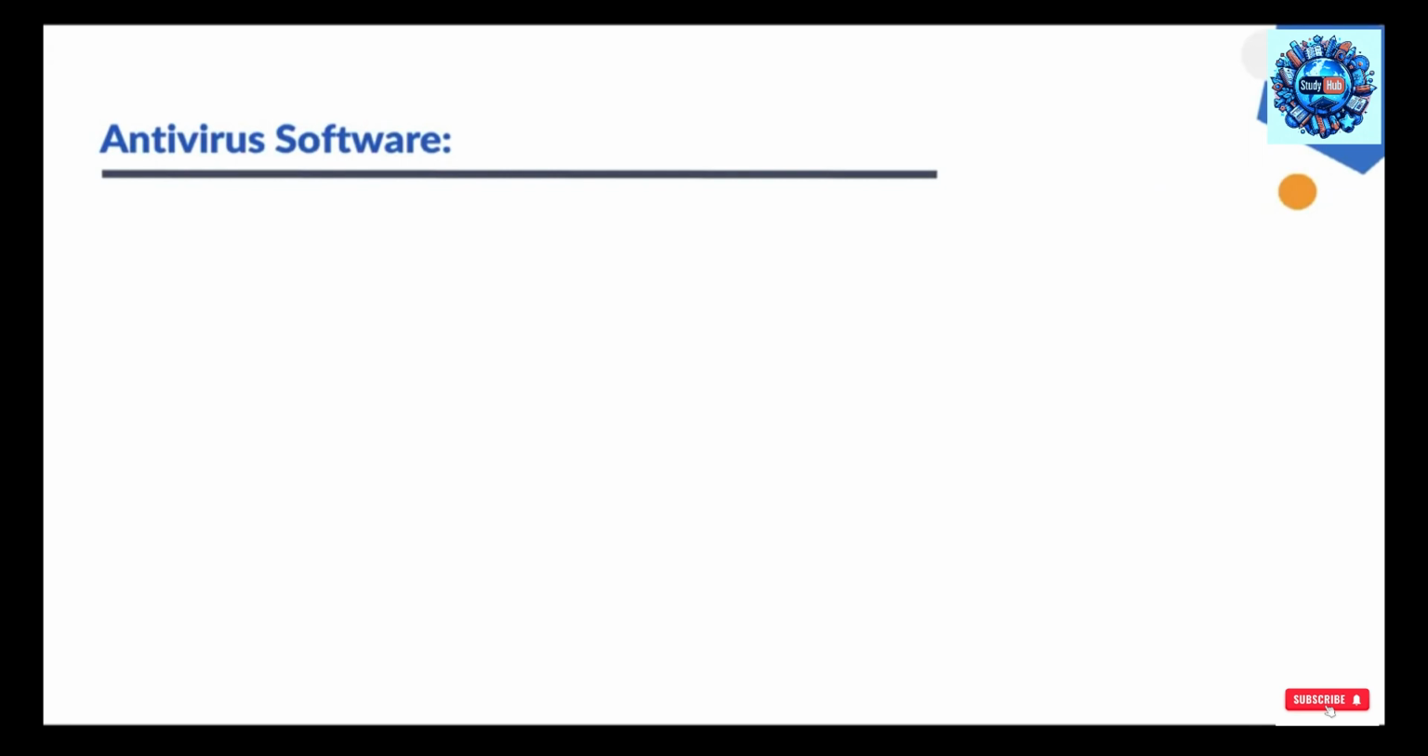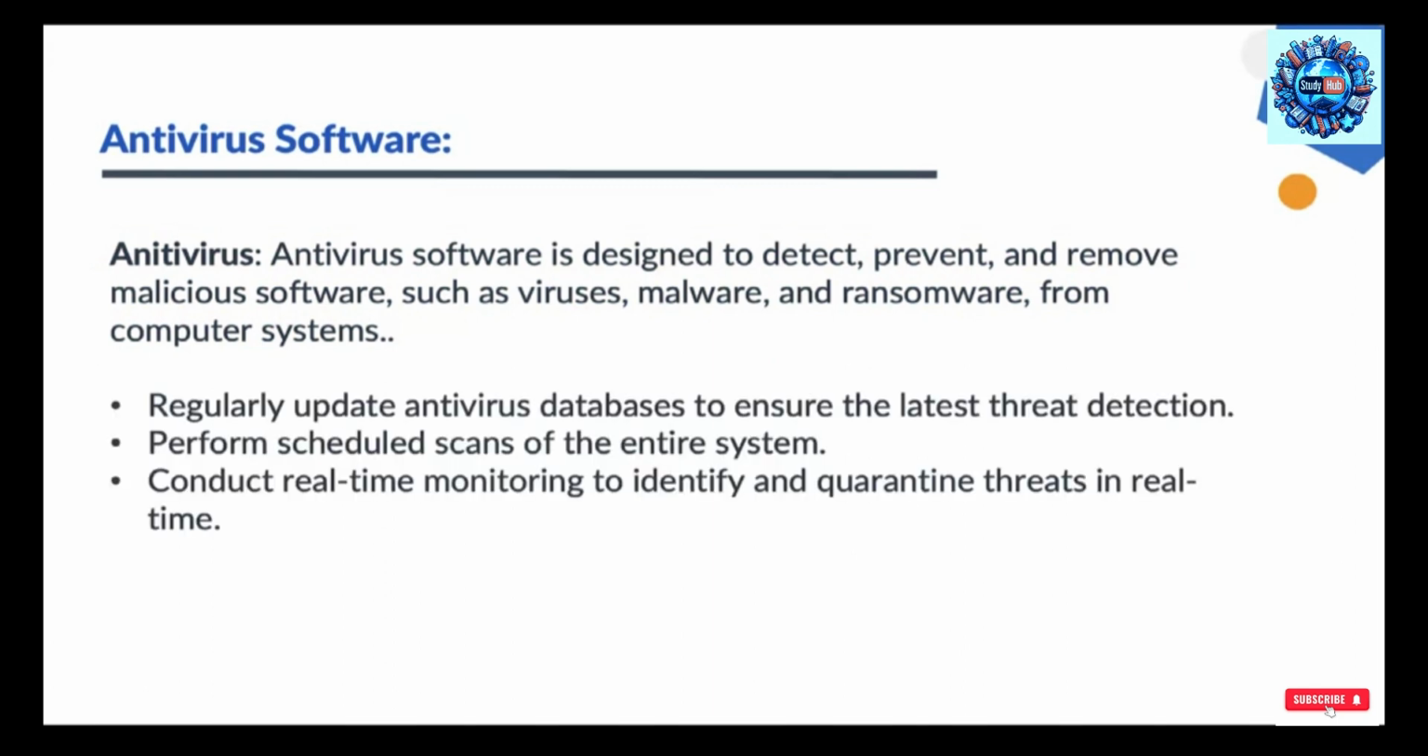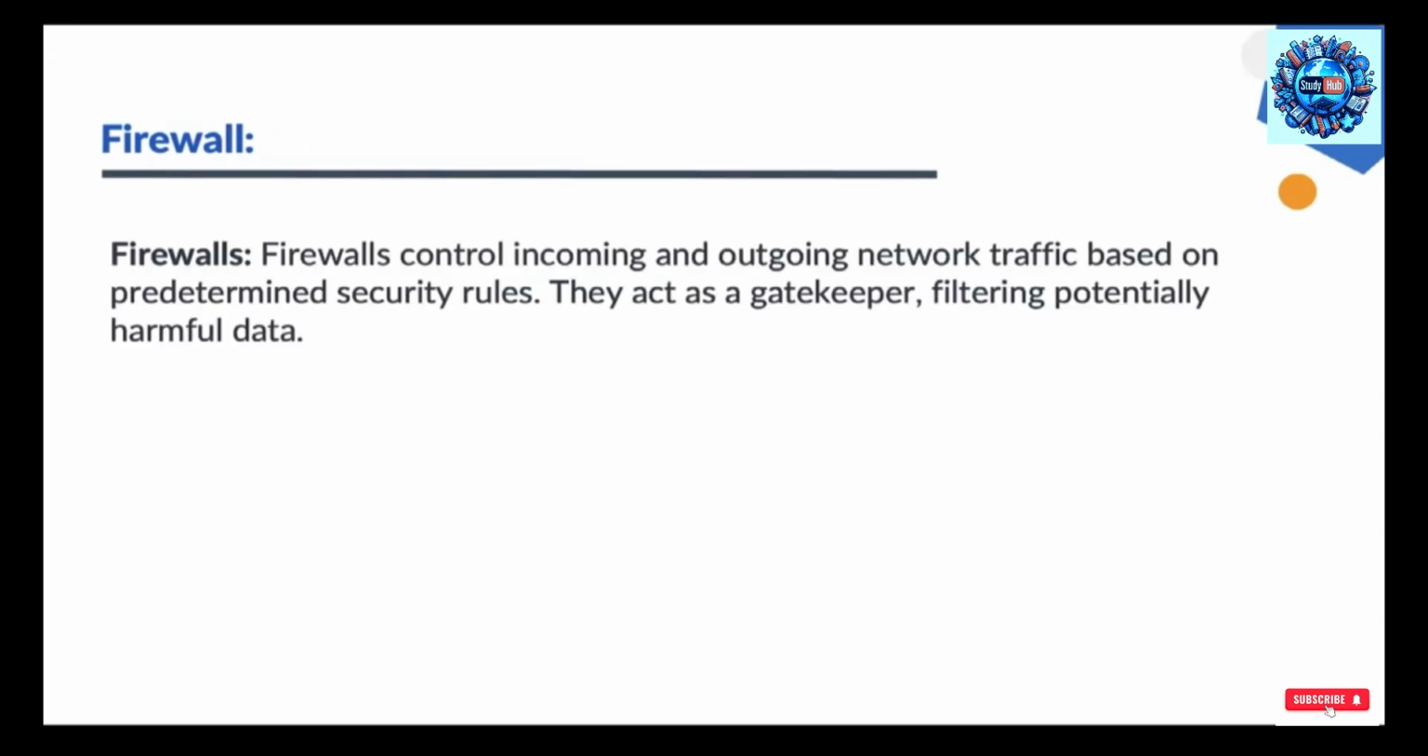First on our list is the antivirus software, a defender against malicious software. Antivirus is designed to detect, prevent, and remove malicious software such as viruses, malware, ransomware, etc. from the computer systems. To make sure that antivirus works well, we have to regularly update our antivirus databases, perform scheduled scans on our entire system, and conduct real-time monitoring as well to identify the threat at the point of contact.